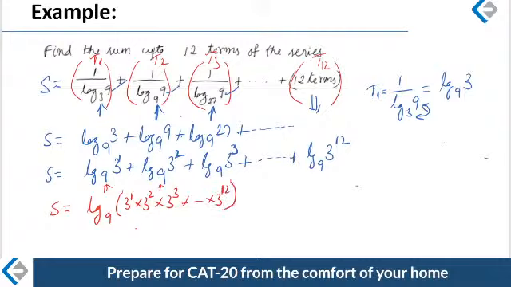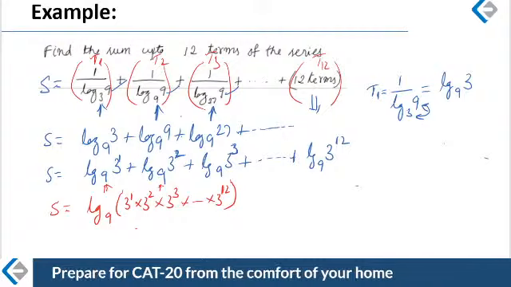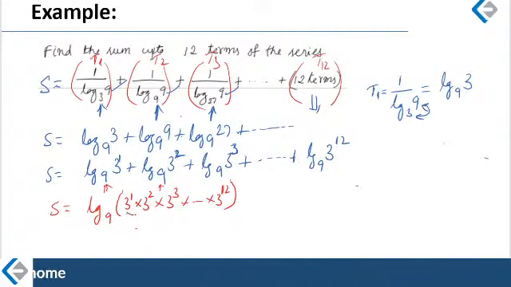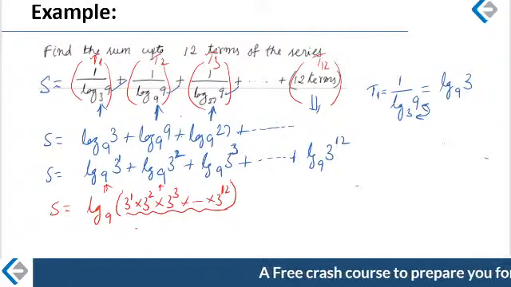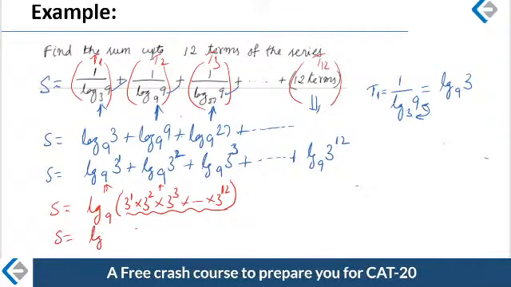What did you do? I applied the product rule. Because we know the product, that's the very first law that we learned. Apply the product rule. Now, on this you can apply the law of indices. This becomes S is equal to log 3 raised to power 1 plus 2 plus 3, up to 12. That is what it would become.